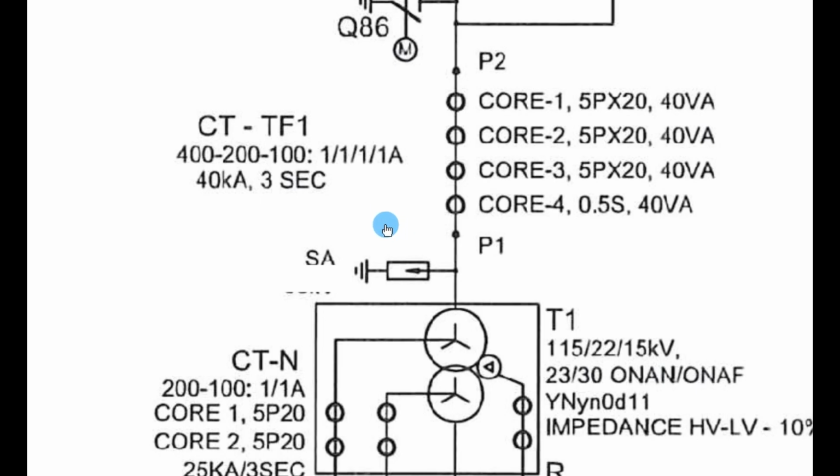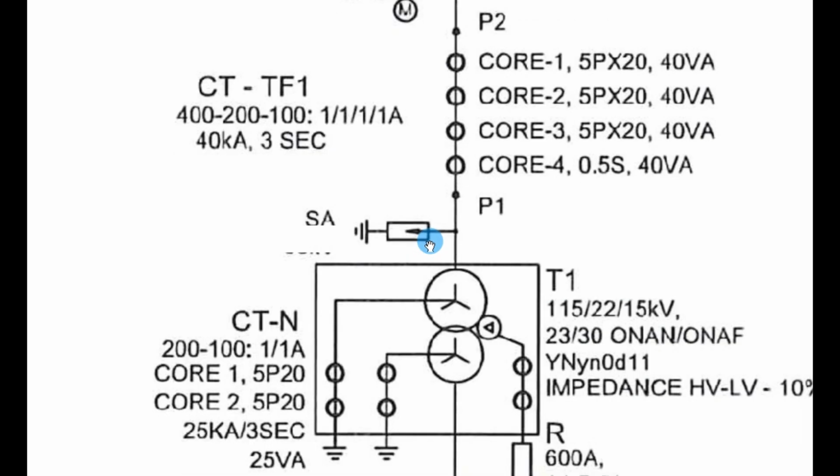And after this you can see a surge arrestor. This is a symbol we studied before. It is a surge arrestor. And now we come to the transformer.